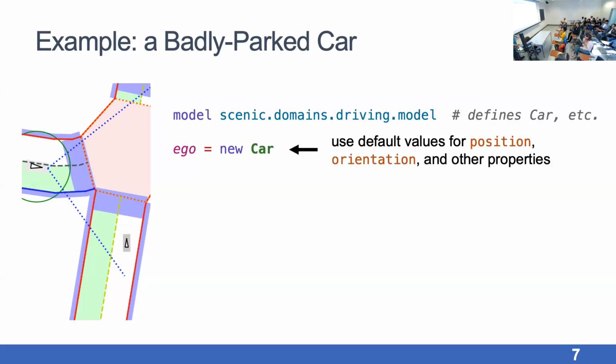Okay. Oh, right. So properties like the position of the car, the orientation, etc. These are going to use the default values because we didn't give a more specific definition of those properties for this car.